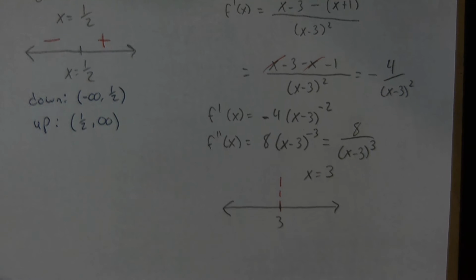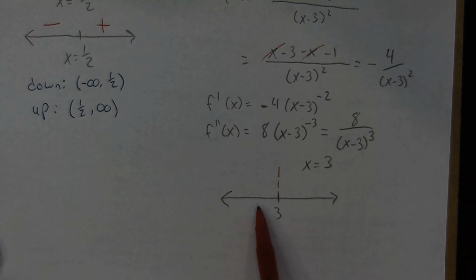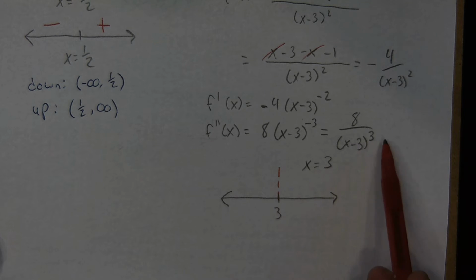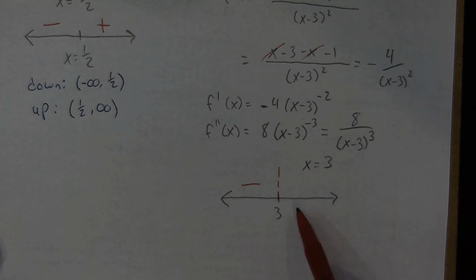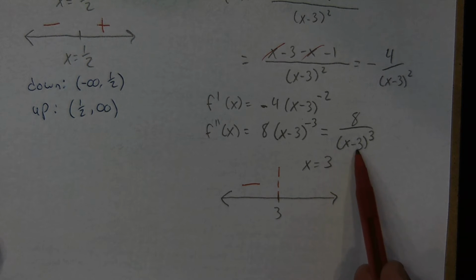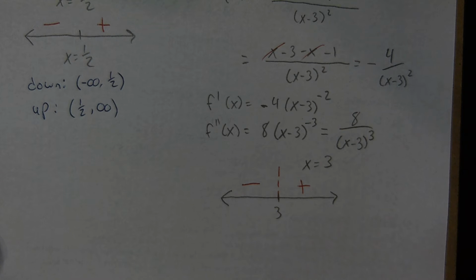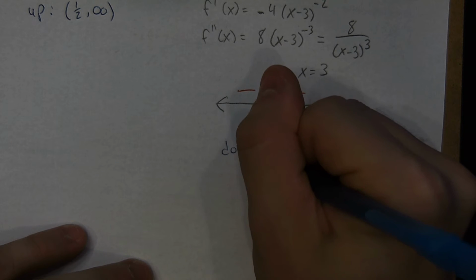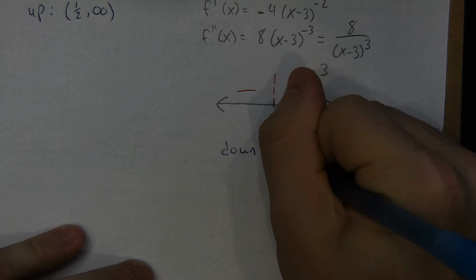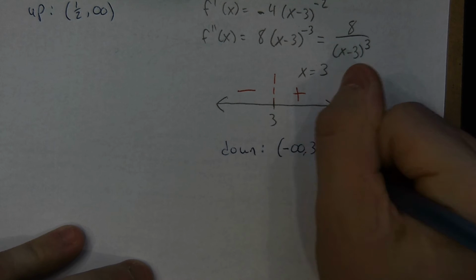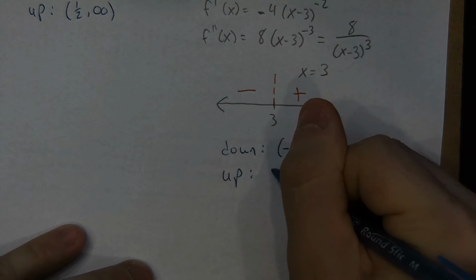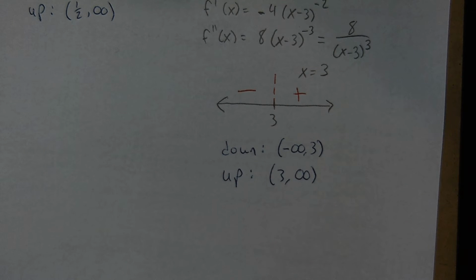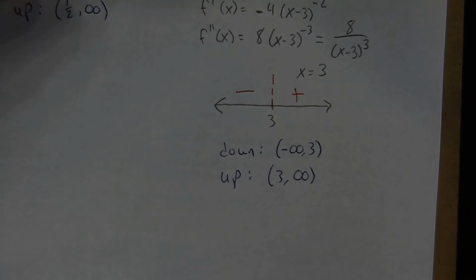Now let's check the signs. Well, you know what's to the left of 3? 0. 0 minus 3 is negative. If you cube it, it's still negative. Any number to the right of 3, like 4. 4 minus 3 is positive. If you cube it, it's still positive. Boom. Just like that. So we are concave down everywhere to the left of 3. And we are concave up everywhere to the right of 3. Ta-da!